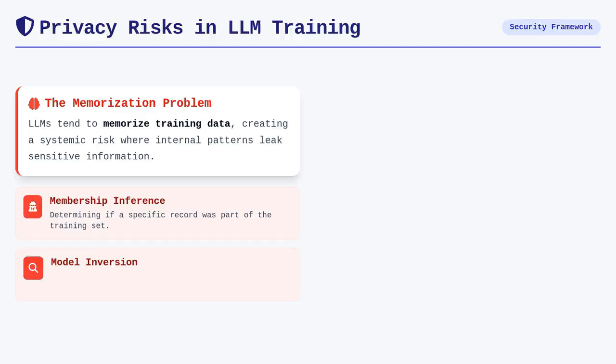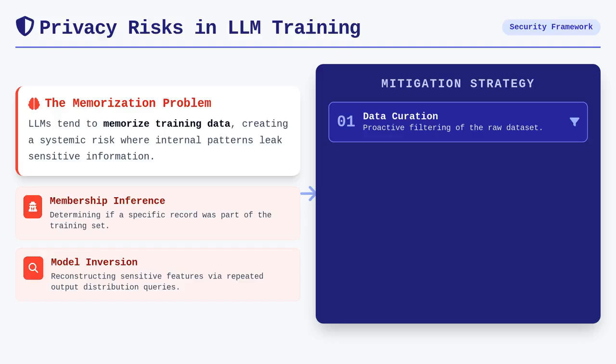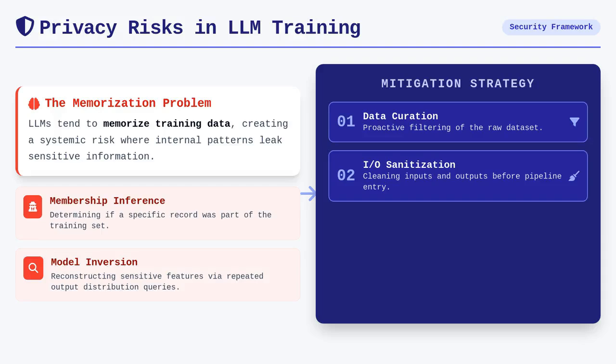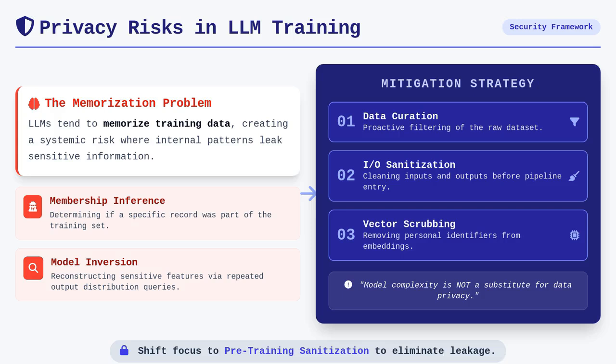Furthermore, model inversion attacks can potentially reconstruct sensitive features of the training data by querying the model repeatedly and observing the output distributions. To mitigate these risks, you must shift your focus toward data curation and input-output sanitization before data ever touches the training pipeline. It is not enough to rely on the model's internal complexity to hide privacy-sensitive information. You must proactively filter the dataset to ensure no personal identifiers are present in the final vector embeddings.